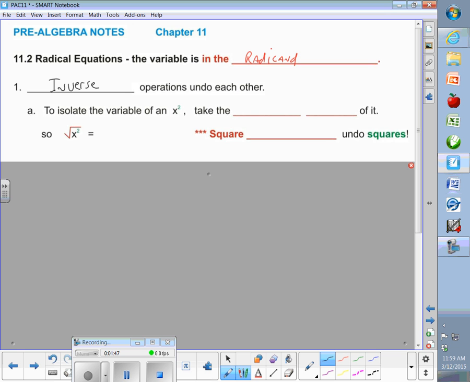To isolate the variable in this first example, which is an x squared, you don't need to circle it, I'm just trying to focus your attention. You want to get the x all by itself, not an x squared all by itself. You need to get rid of that squared. It needs to be just the x. That's isolating the variable. And how do we do that? We would take the square root of it.